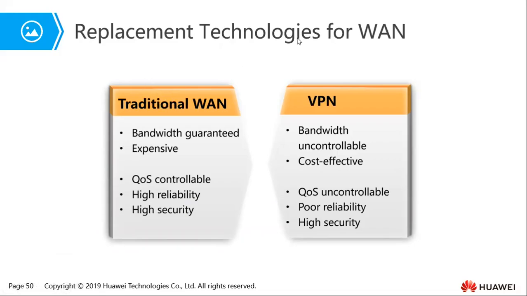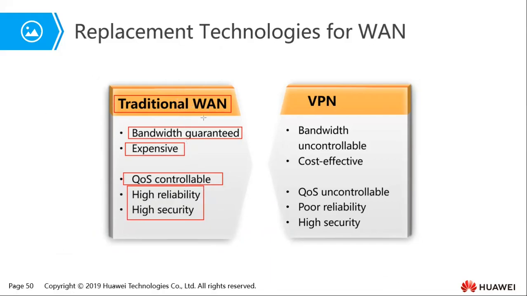Now, with traditional networks, as we have seen in the previous slides, we were leasing lines through those technologies that we've just looked at. The advantage of leasing lines is that the bandwidth is guaranteed. The disadvantage is that it's expensive. Another advantage is that we can do quality of service, high reliability, high security for leasing lines.